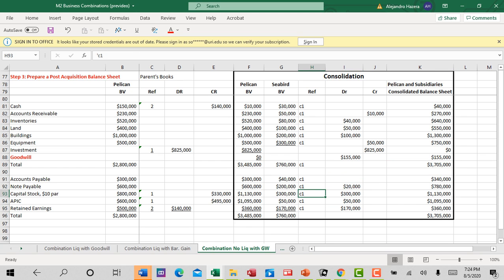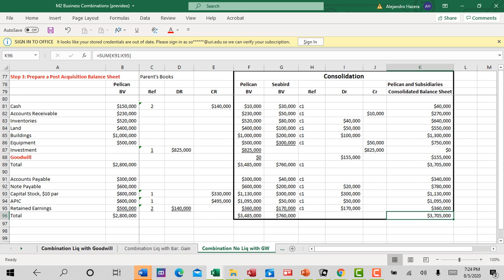Now you're eliminating all the equity accounts because you'll notice that the equity accounts are all equal to P's equity accounts because the value of the equity accounts was part of that 825. If you had left them in there, you would have double counted. But I want you to compare what's in the square here. You get the same totals.